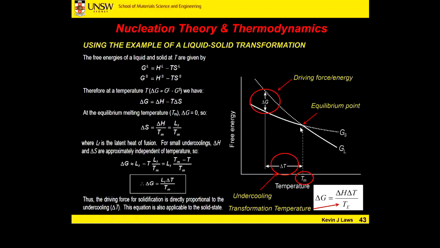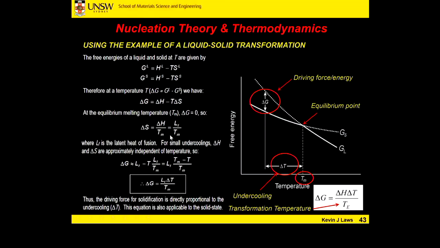Basically, our transformation under equilibrium conditions follows this solid line. If we're cooling from the liquid state, say at high temperature, we're following this line. It has the lowest free energy on this axis, so that's the stable form. As we're cooling, our two lines cross over at the melting point, and we start to follow this line here, which is the free energy of the solid. So below that point, under absolute equilibrium conditions, our solid has formed, if we've got an infinite amount of time.